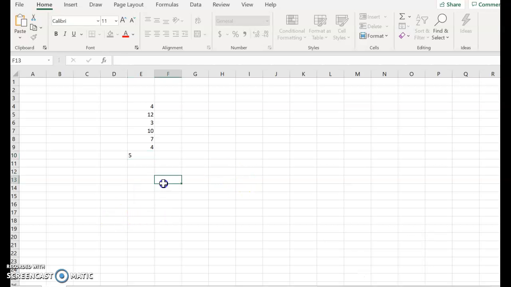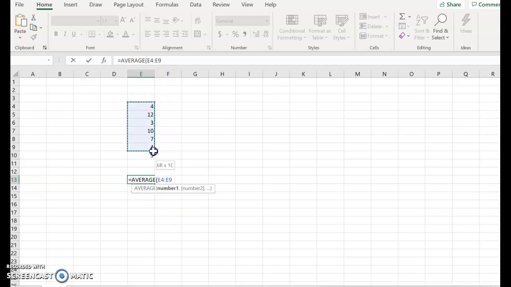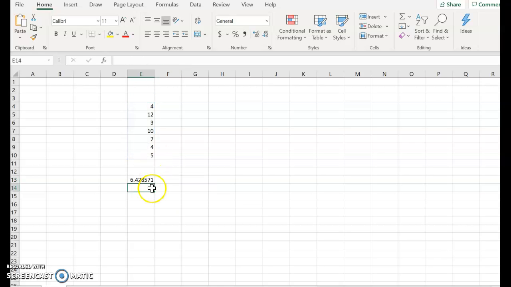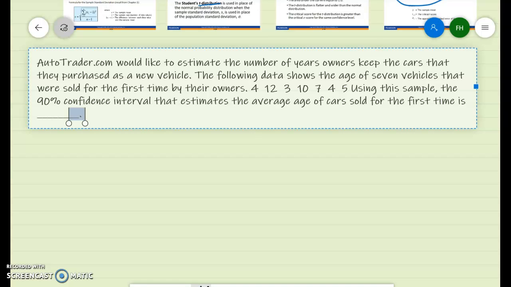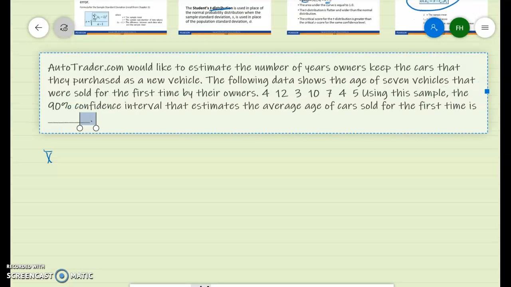Okay, so what we can do here in Excel real quick is get the average, which is the mean. So the mean is 6.42. Let's round up to 6.43 here. So we know X bar is 6.43. And I do not like the way that looks. So let me write that again. It's hard to write on this sometimes.